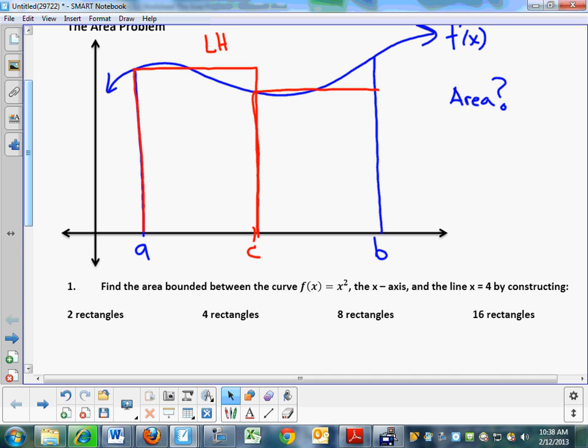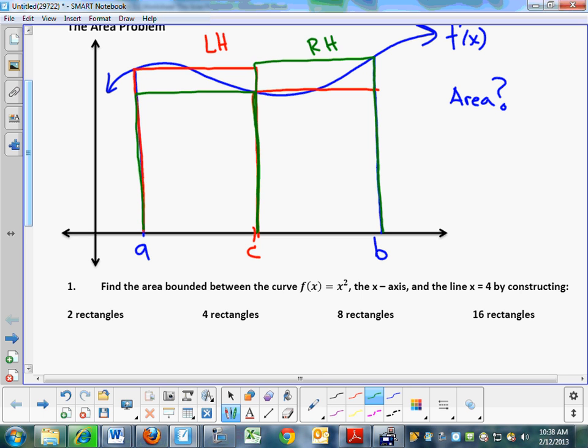Now if I switch this, let's suppose I were to go to the right-hand side. If I go to the right-hand side, then from C to B, I would start at B, and I would draw it up here, and over to C and down. And then I would draw it from C up and over to A and down. So that would be a right hand. It's okay.